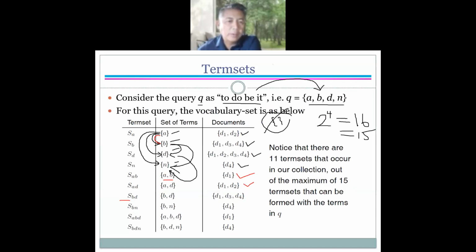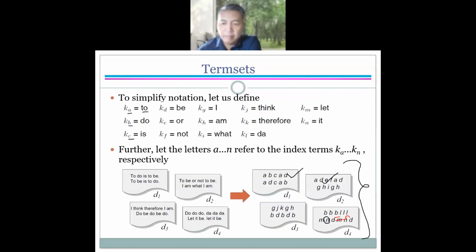Okay, so now we continue with BD. We have AB, AD. So there is no AN. Okay, so now we continue with BD, this one. So we have 2 documents, and then BN. For BD we have 3 documents, and then for BN we only have 1. So if we refer to this, we only have BN here. So only 1 document.